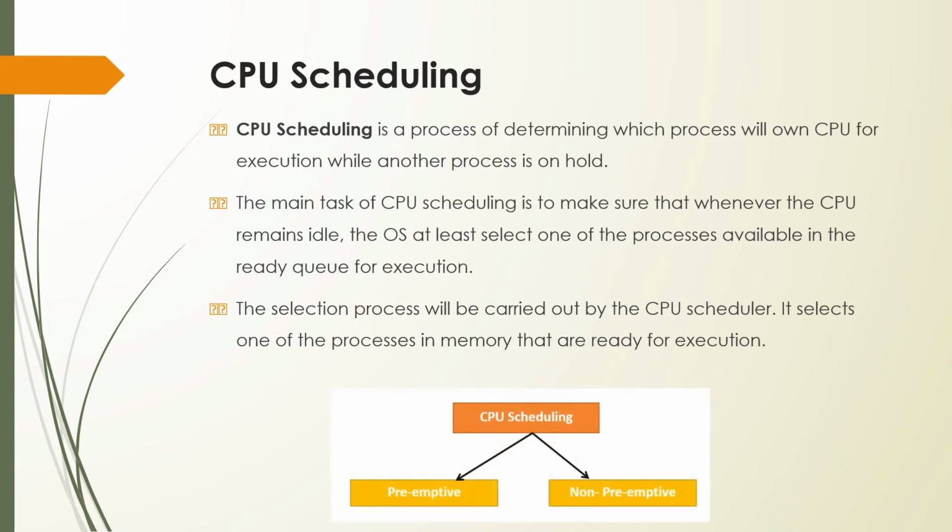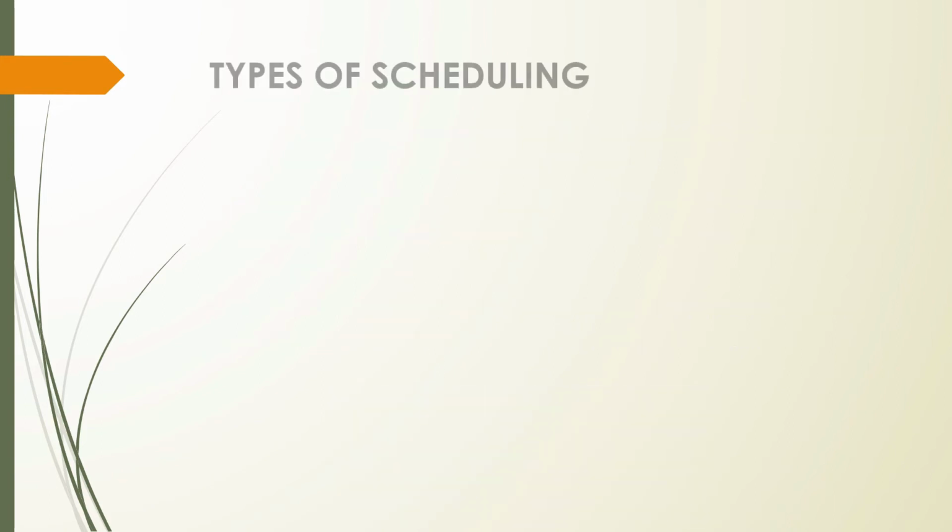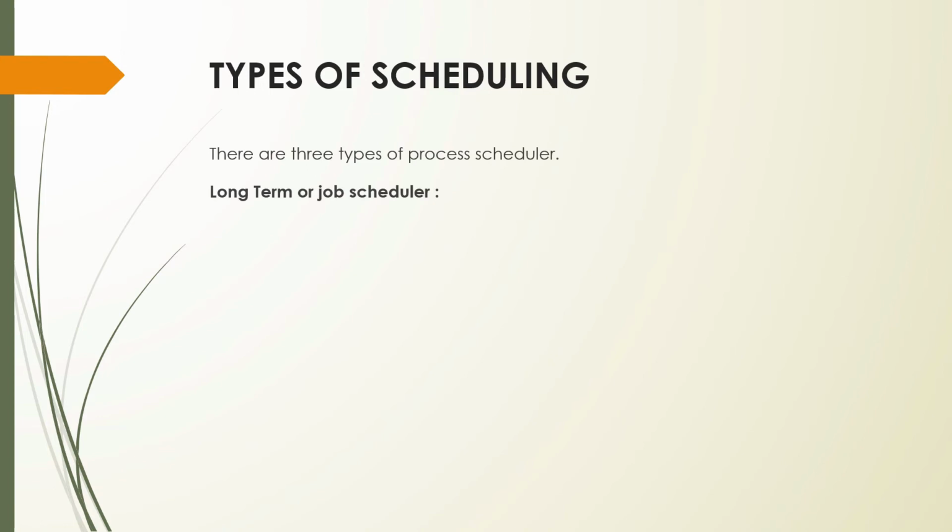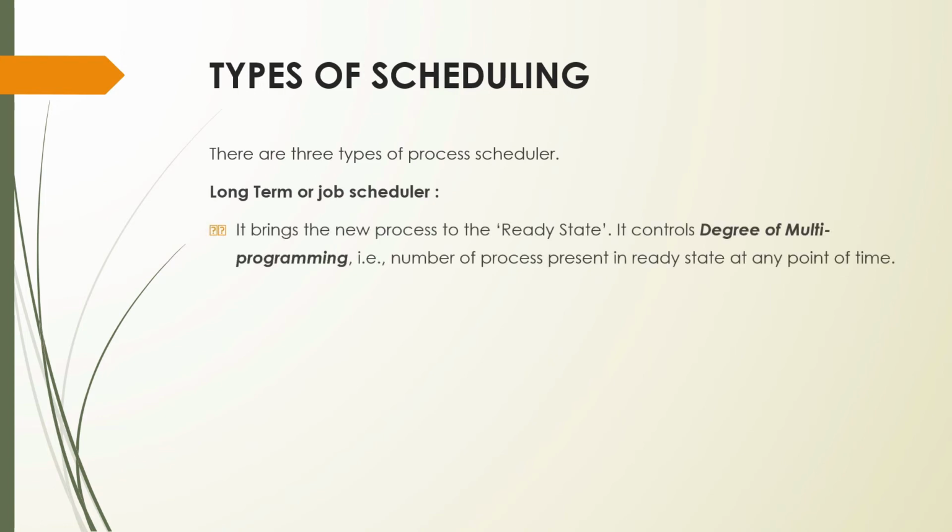There are three types of process schedulers. Long-term or job scheduler. It brings the new process to the ready state. It controls the degree of multi-programming, that is, the number of processes present in ready state at any point of time.